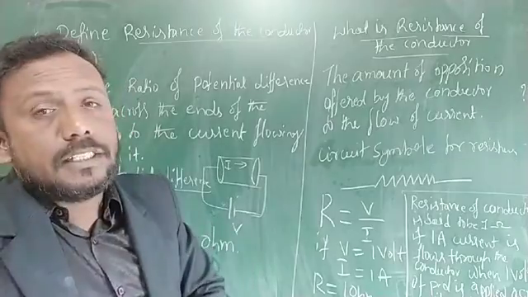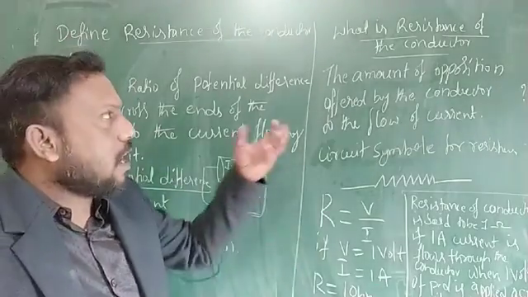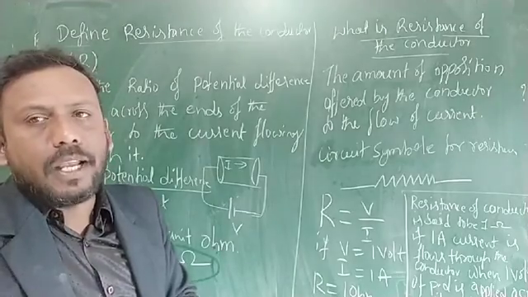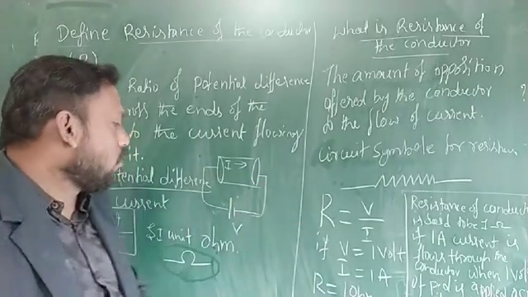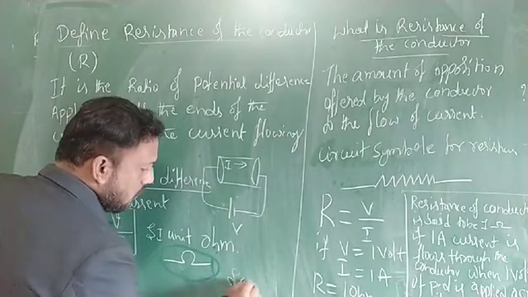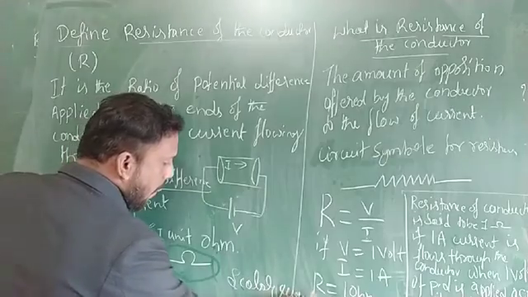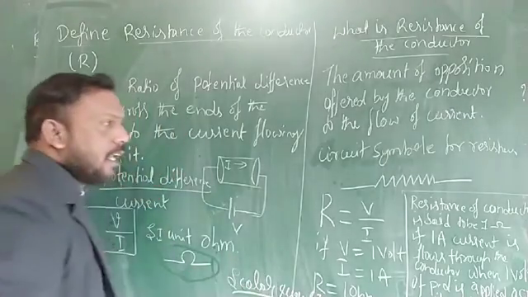And resistance of the conductor, resistance is a scalar quantity. It is an amount, which is nothing but a value. Therefore it is a scalar quantity.